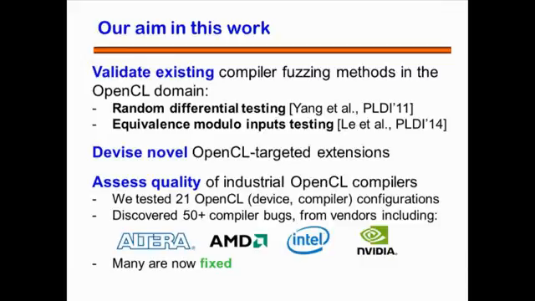What we wanted to do in the project was look at two existing compiler testing techniques that have been successful in finding bugs in C compilers and apply them in the domain of OpenCL. Those techniques are random differential testing, which was popularized in C by the Csmith tool from the University of Utah, from PLDI 2011, and a more recent technique called equivalence modulo inputs testing, which was at last year's PLDI, from researchers at UC Davis. So we wanted to try and validate those in a new domain, and in the process devise novel OpenCL-targeted extensions to these techniques, and use them to assess the quality of industrial OpenCL compilers.